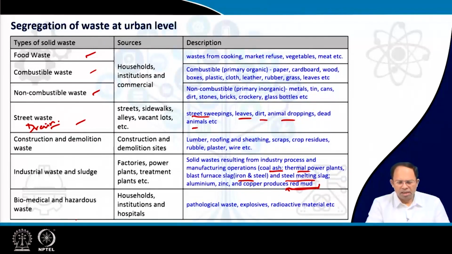Biomedical waste and hazardous waste includes pathological waste, explosives, radioactive materials. These are collected, some from households, some from institutions and hospitals, and this could be taken to specialized facilities where they will be treated.